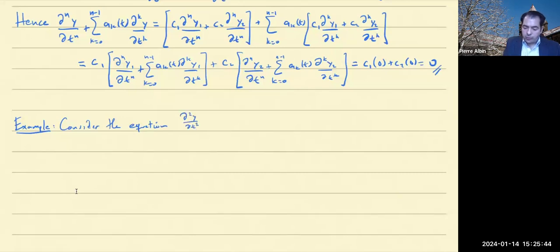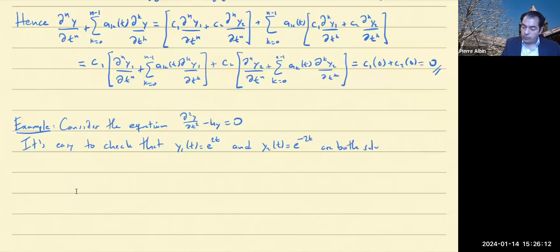Second derivative of y with respect to t minus 4y is equal to 0. Okay? It's easy to check that y1 of t equal to e to the 2t and y2 of t equal to e to the minus 2t are both solutions to this equation.